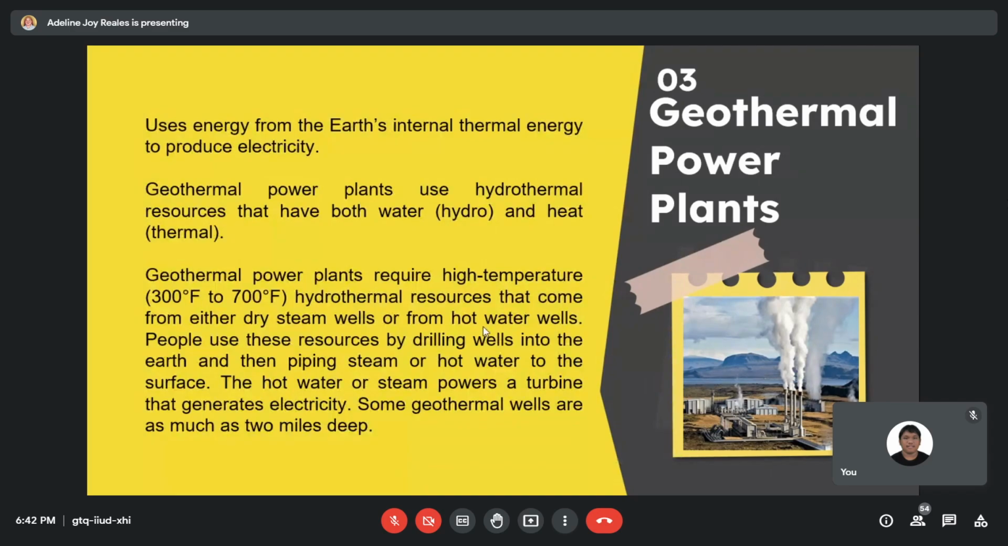The hot water or steam powers a turbine that generates electricity, and some geothermal wells are as much as 2 miles deep.